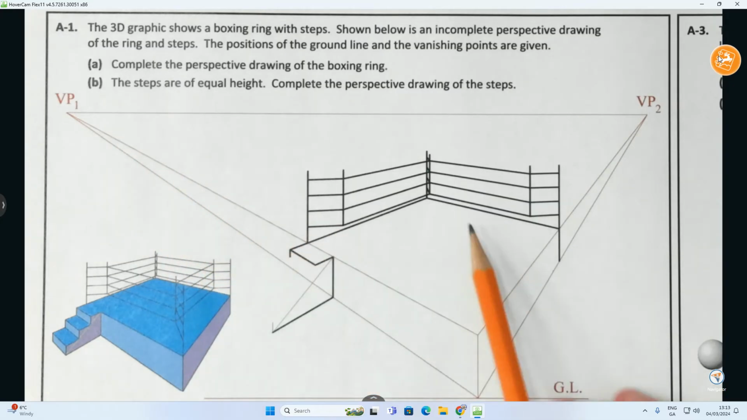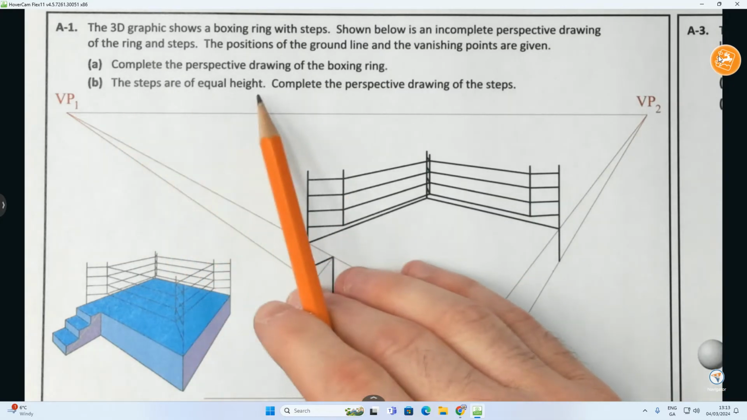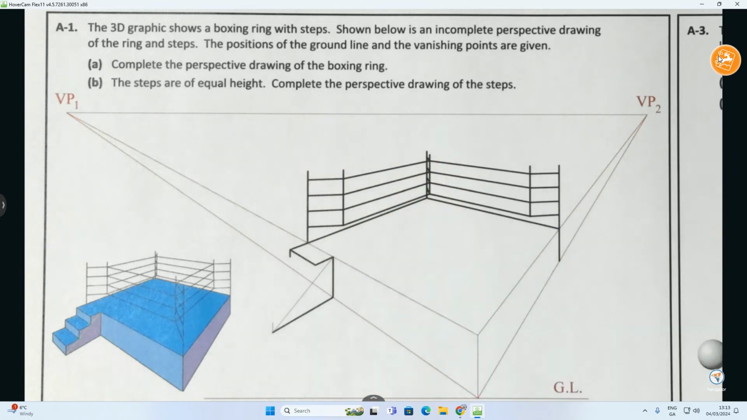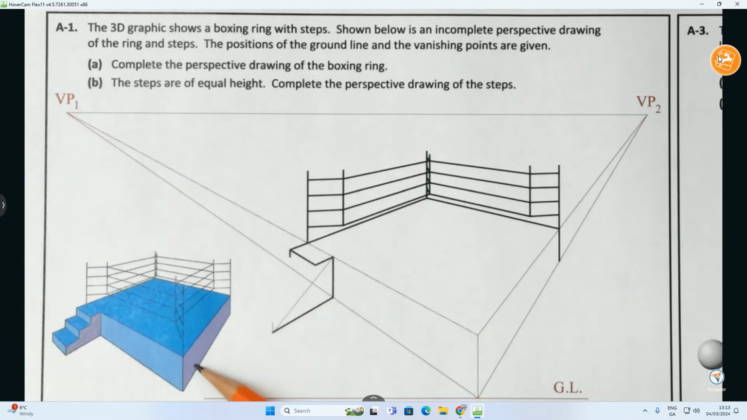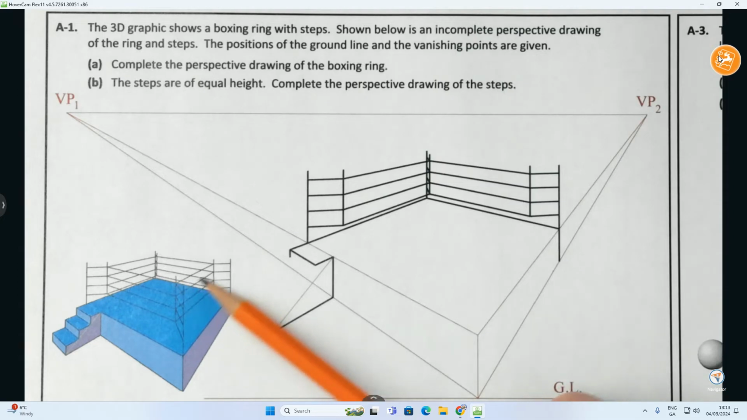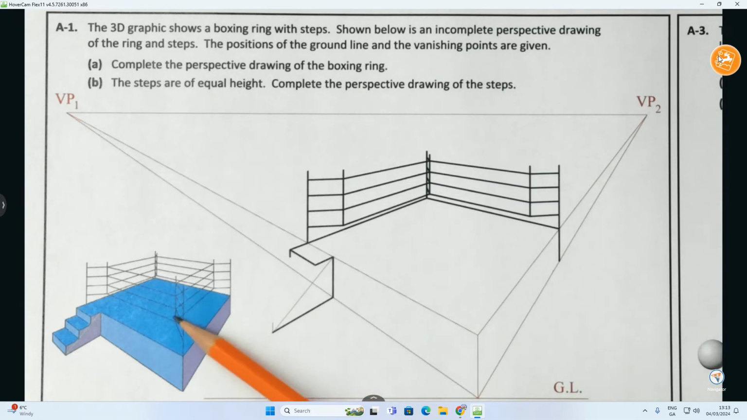So we focus on the boxing ring first. Part B, the steps are of equal height. Complete the perspective drawing of the steps. So, as any time with perspective, what we want to do is we're given 2 vanishing points. All lines that are running in this direction, parallel with this face of the object, are going to vanish to VP1, and any lines that are going parallel with this face of the object, the boxing ring, which is like, I suppose the ropes on the inside of the boxing ring as well, will all vanish to VP2.